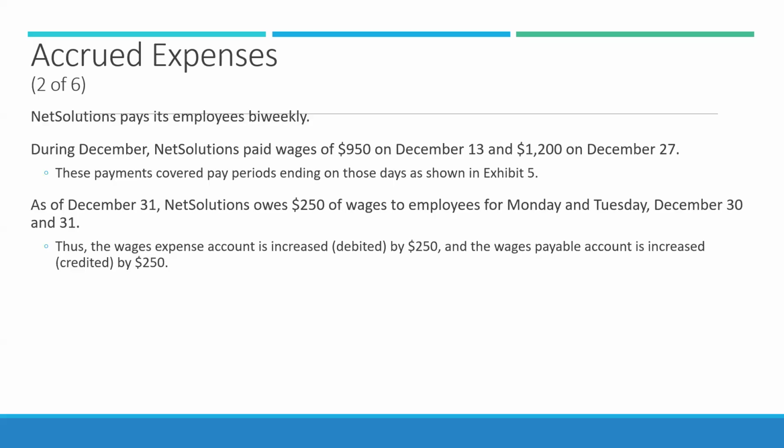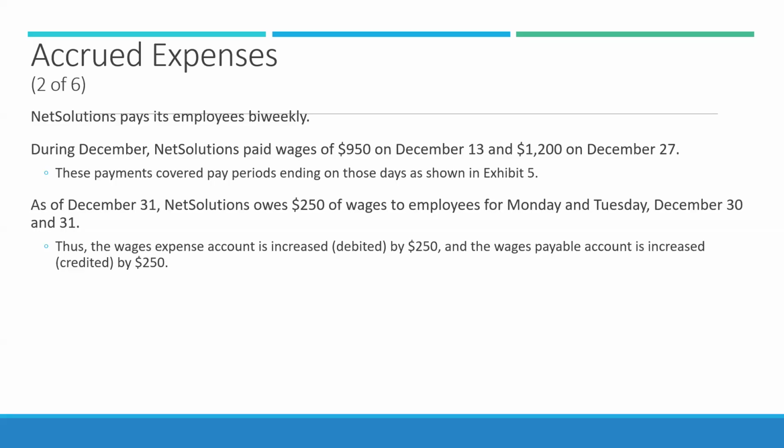Net Solutions pays its employees every other week. Remember, bi-weekly means every other. Semi is twice a month. Do you guys know what I'm talking about? Bi-weekly means every other week. Semi means two times a month. It can get confusing. Maybe that wasn't confusing to you guys, but during December, Net Solutions paid wages of $950 on December 13th and $1,200 on December 27th.